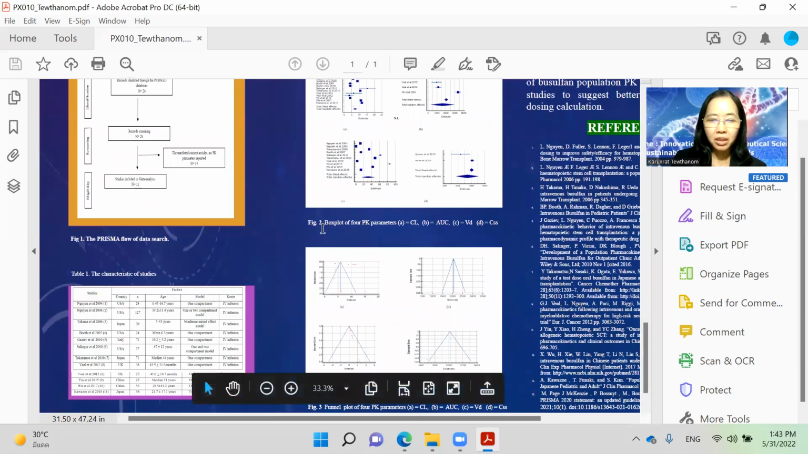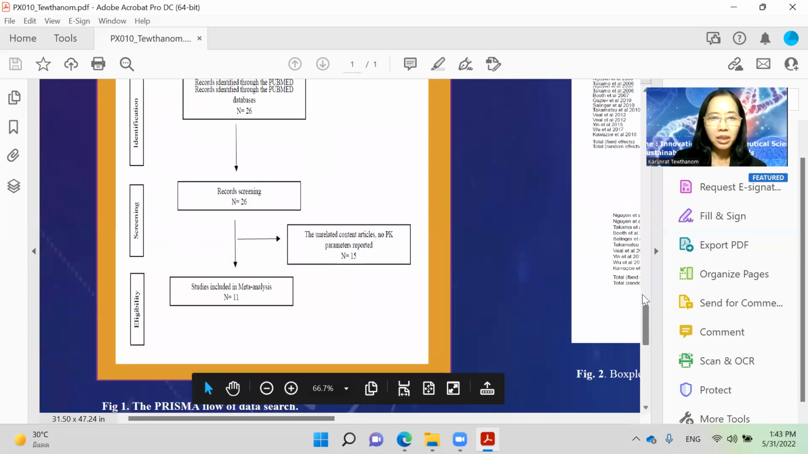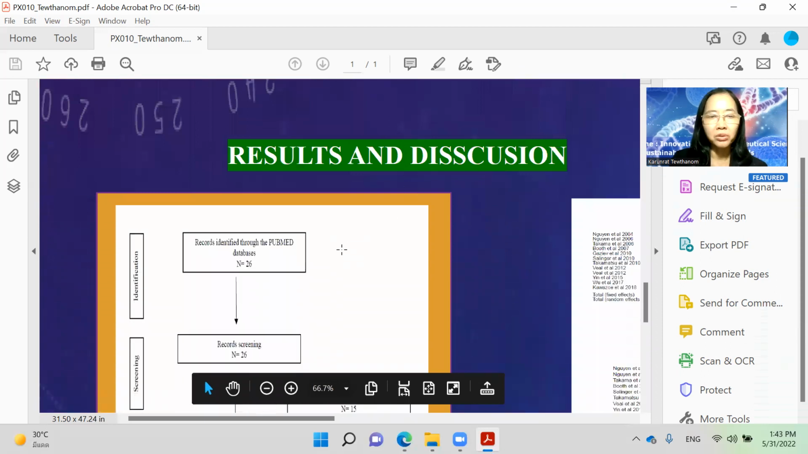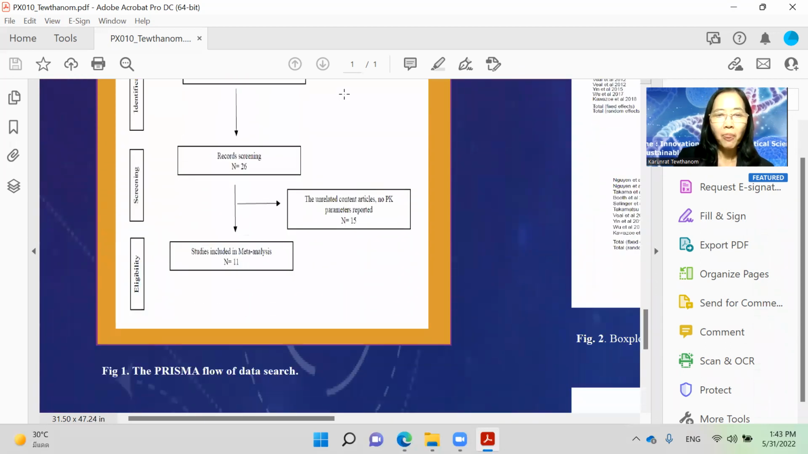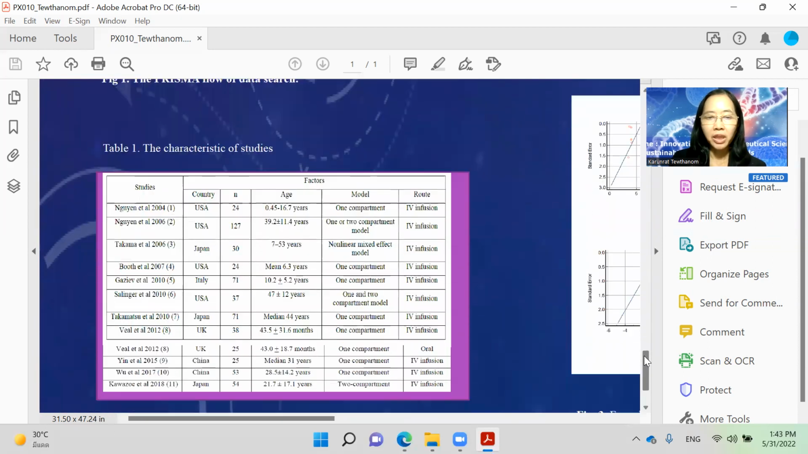This is the diagram of the PRISMA process. 26 articles were screened, and 15 articles were excluded because the content was not related to PK parameters. Therefore, 11 articles were included for analysis. Then look at the results.